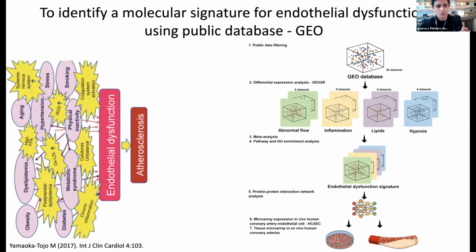So what we did was differential expression analysis in each one of these conditions. We did it in each one of the datasets, and then we did the meta-analysis for each one of these conditions. And we kept the genes that were differentially expressed in all conditions. Then we went to validation in human coronary artery endothelial cells and ex vivo in human artery tissue.